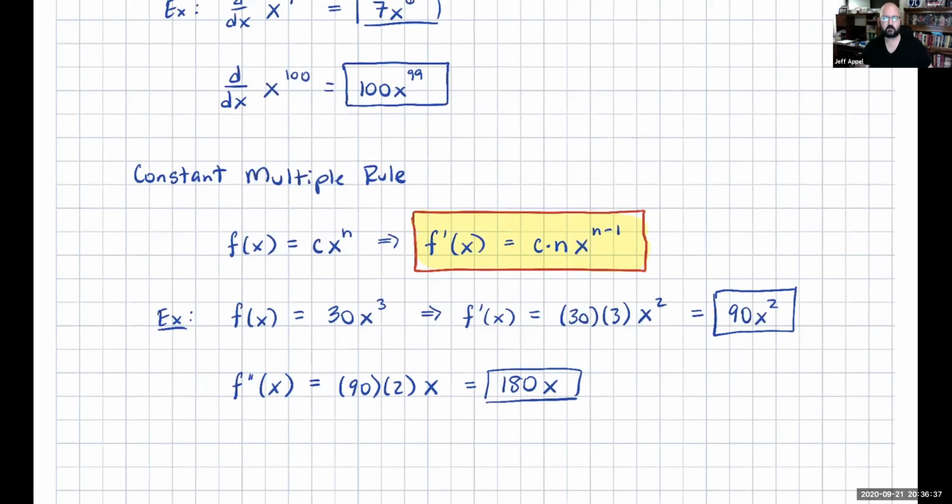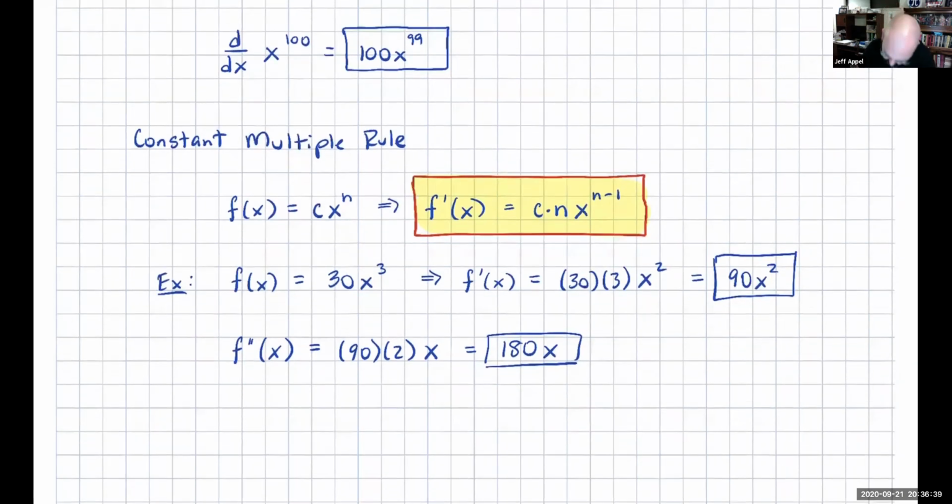Now, could I keep going with this if I wanted to? Can I keep differentiating? If I wanted the third derivative, or f triple prime of x, I would take the derivative of 180x. Well, 180x, if you remember back to the beginning, that's just a linear function, right? This is like looking at y equals 180x and asking, what's the slope of that line? Well, the slope of that line is 180. So the third derivative is just the slope of the line, which is 180.